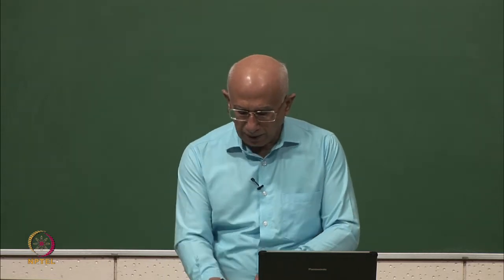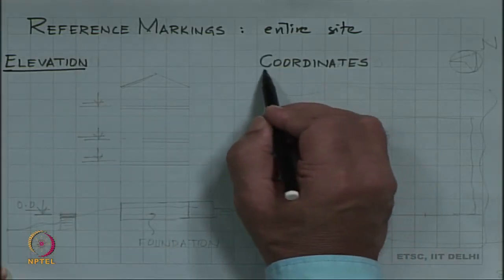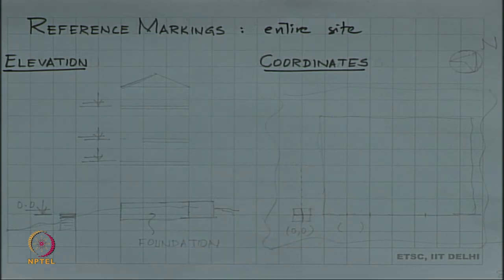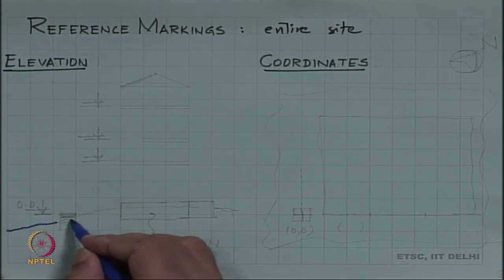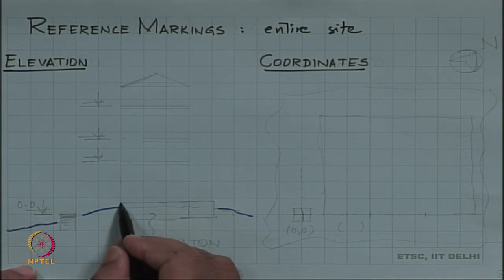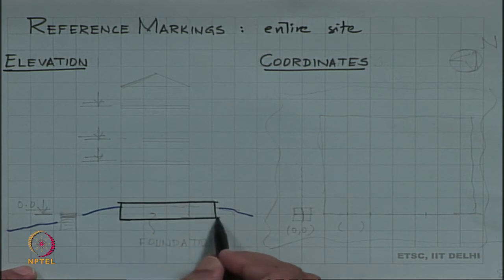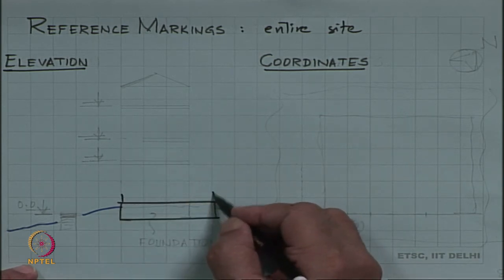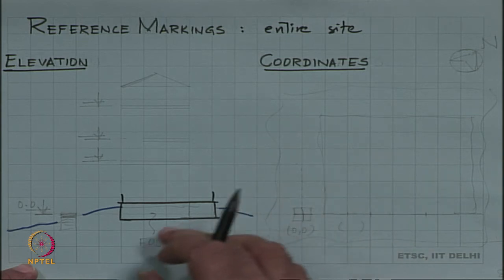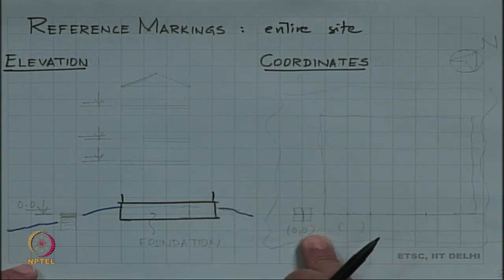So, there are two types of markings that we will look at. One is elevation, the other is about coordinates. So, here is what happens with elevation. Suppose we had this ground which was like this, and on this ground we are going to put up a structure. So, what we do is, we say that, okay, I am going to put the structure over here. This is my foundation, and on top of this the structure will come up. The next structure could be somewhere else, the ground level could be something else.